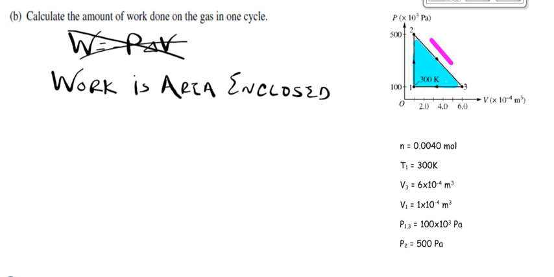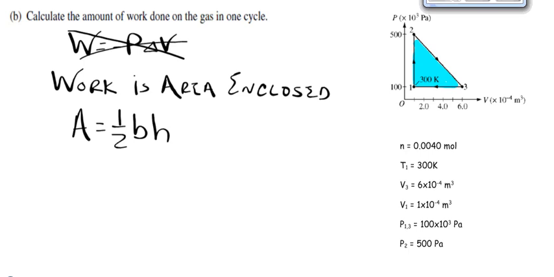If you want to find the work done during a complete process, you want to find the blue area in there. If you want to find the area of a triangle, it's 1/2 base times height. If you plug in your values for the triangle, you should get about 100 joules. If you're not entirely certain how to do that, there are a couple ways, but the easiest, like I said, is just to use 1/2 BH.